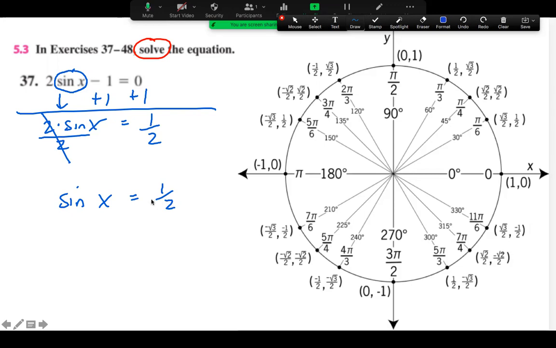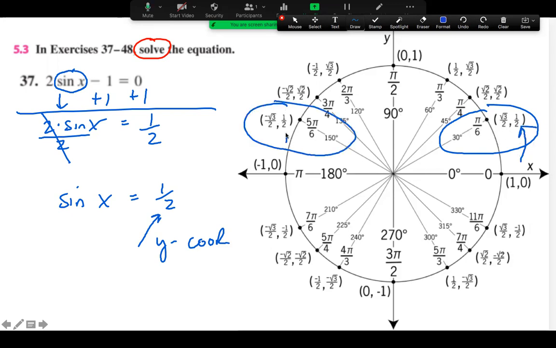So remember, don't whine. Sine is the y coordinate on the unit circle. So now I'm looking like a detective. Where on the unit circle, what angle or angles have a y coordinate of 1/2, positive 1/2? So I have that here. I have a y coordinate of positive 1/2. And I also have it here. I have a y coordinate of positive 1/2.